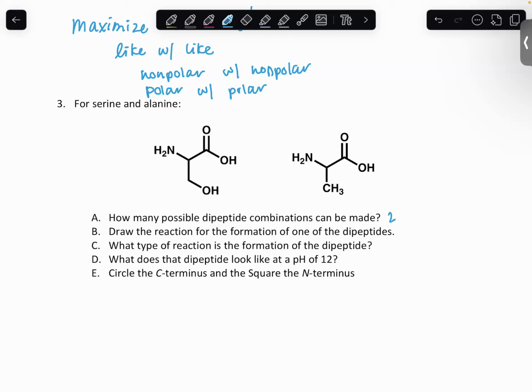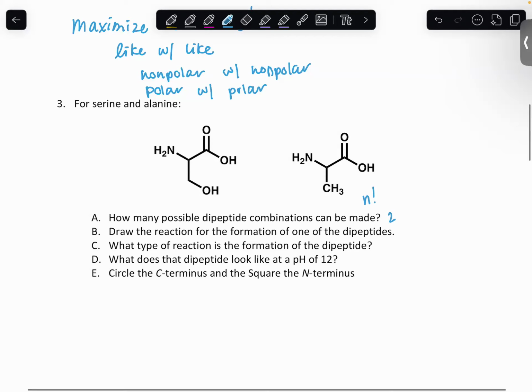What's the numerical rule for dipeptides, or not dipeptide, but for general peptide combinations? Like if I said you have 6 available amino acids. Yes. That's your general rule.